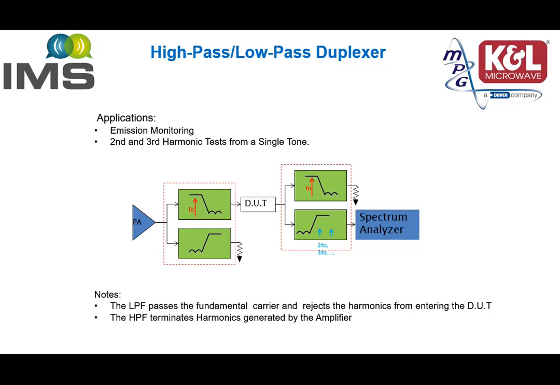Therefore, the first high-pass, low-pass on the left takes care of this problem. Harmonics from the PA are terminated through the high pass. The carrier travels through the low pass into the device under test and into the output low pass, which is terminated. Harmonics generated by the device under test travel through the output high pass into the spectrum analyzer.